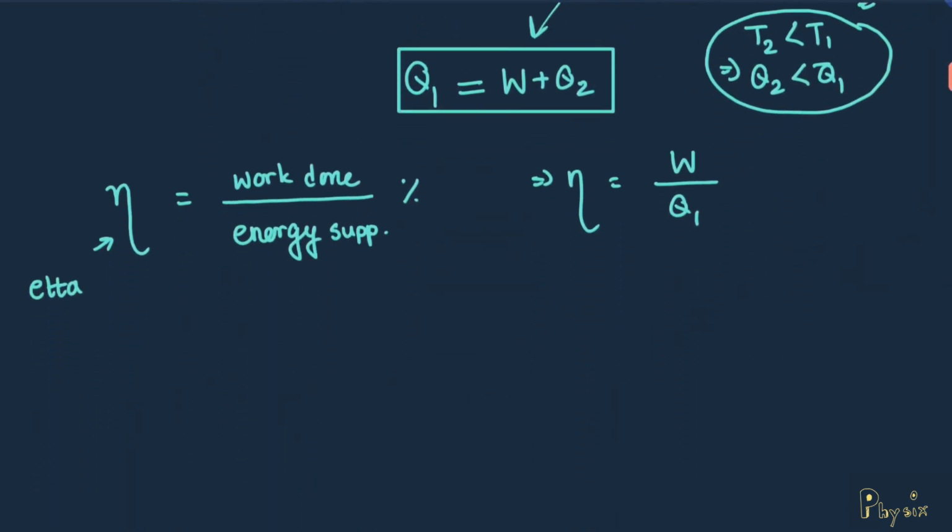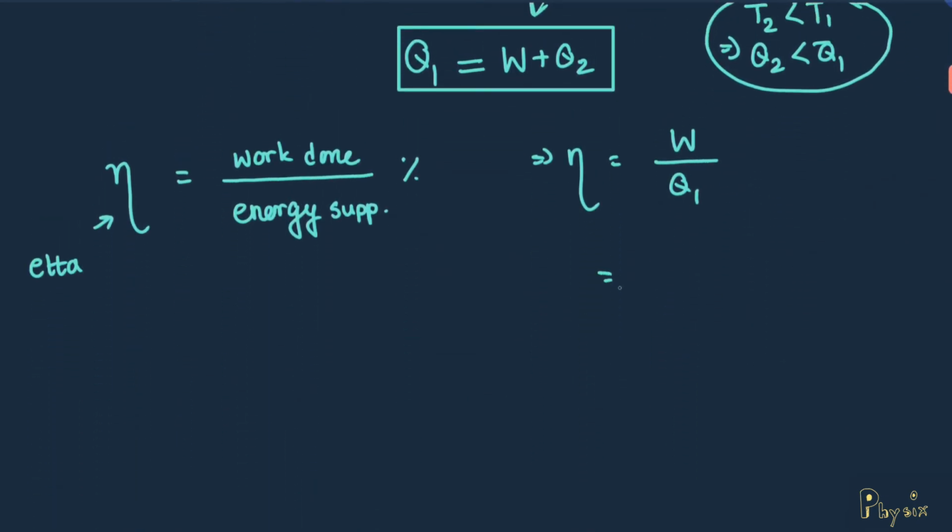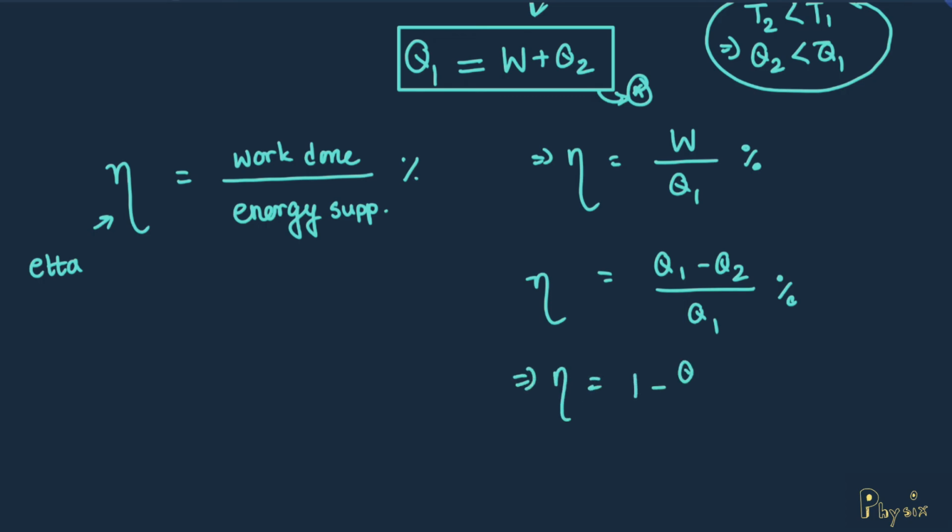Okay, so moving on, we could say that eta, according to this equation, is basically Q1 minus Q2 over Q1, and the percentage sign should be over here, right? Okay, and if we do some further simplification, we can say that this is basically 1 minus Q2 over Q1, in percentage, right?